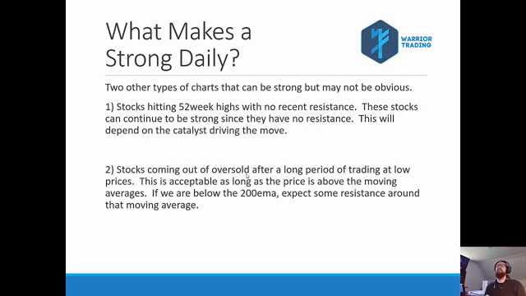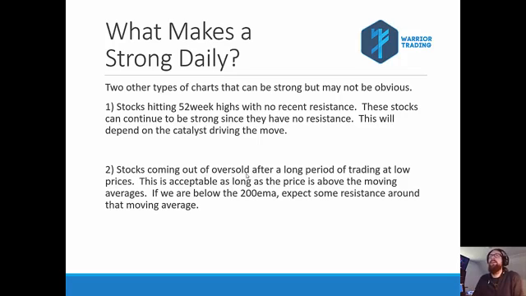Now, there are two other types of charts that can be strong, but may not be very obvious. One is a stock that's hitting 52-week highs with no recent resistance. In this case, we're not going to be able to map out any obvious support or resistance areas, because the stock is at 52-week highs. So what we want to do is look at the catalyst that's driving the move and see if we think it's strong enough for continuation.